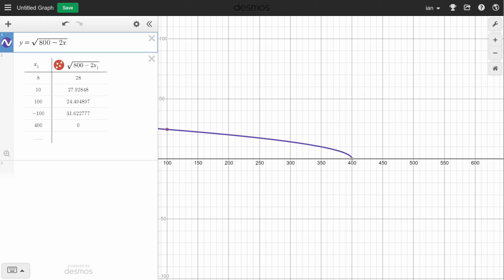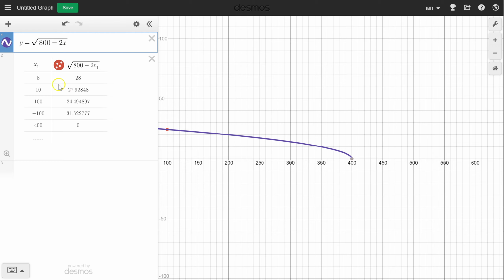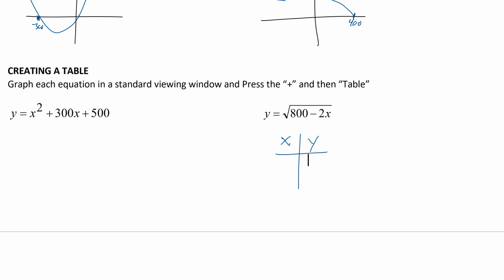Okay, so here's what I want you to do. I want you to do it for this one now. So I want you to take this one. Let's put our table down here. So we have x, comma, y. Let's go back and grab some points. So 8 was 28. 400 was 0. There's 2 points. It's good enough for now.